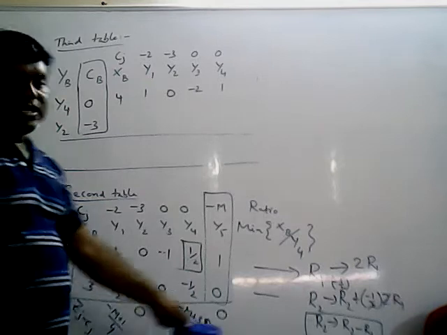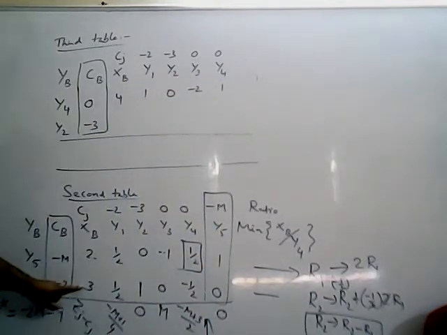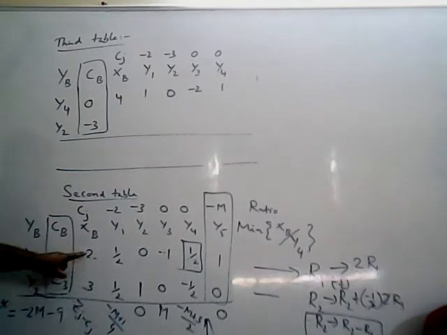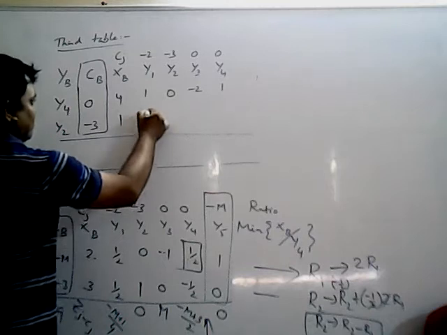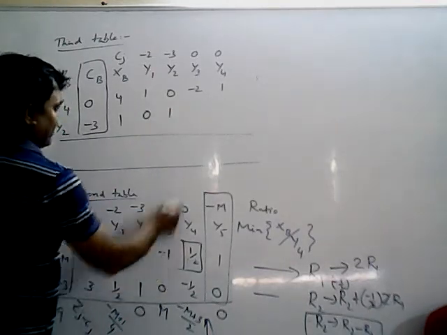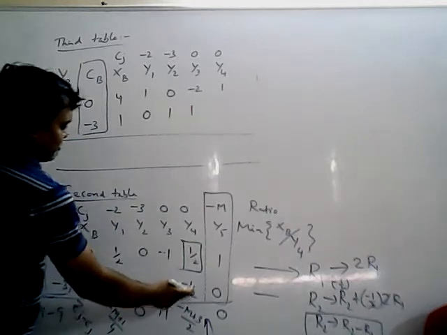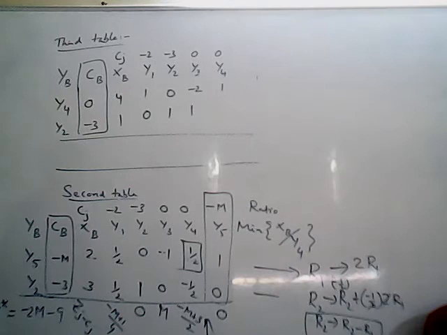Next, R2 implies the second operation. R2 minus R1, direct subtraction. This is R2. This is R1. R2 minus R1. 3 minus 2 is 1. 1 by 2 minus 1 by 2 is 0. 1 minus 0 is 1. 0 minus of minus 1 is plus 1. Minus 1 by 2, oh sorry, here plus 1 by 2.